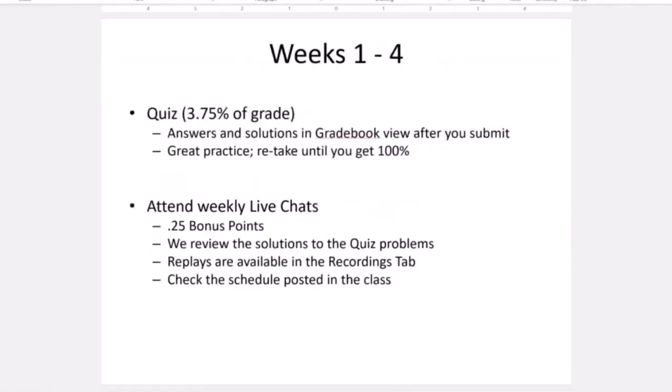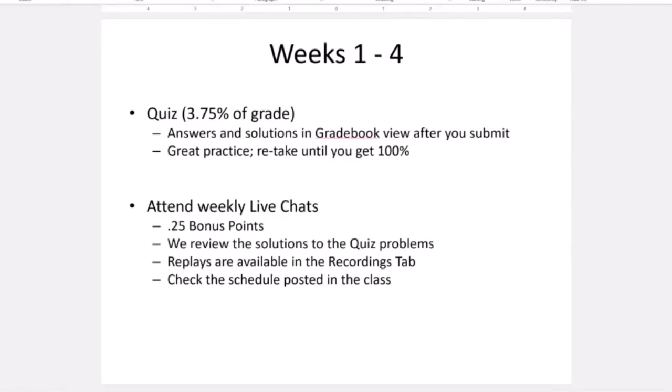In weeks 1 through 4, we're going to have a quiz. The quiz is worth 3.75% of your grade. All 4 quizzes are 15% of your grade. 80% of your grade is from the exams, and 5% of your grade is from the post-test. It's really important that you use the quizzes to learn, and the tests, they count a lot in this class.